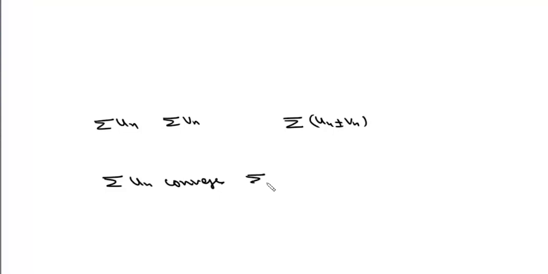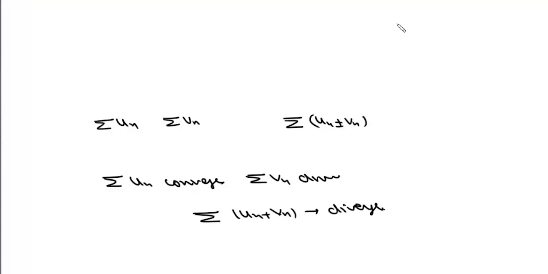Now this fourth theorem is, if we have two converging series summation un and summation vn, then summation un plus or minus vn will also be a convergent series. So if we add or subtract two convergent series, then the resulting series will also be a converging series. And finally, this fifth theorem is, if summation un converges and summation vn diverges, then the sum un plus vn is going to diverge.